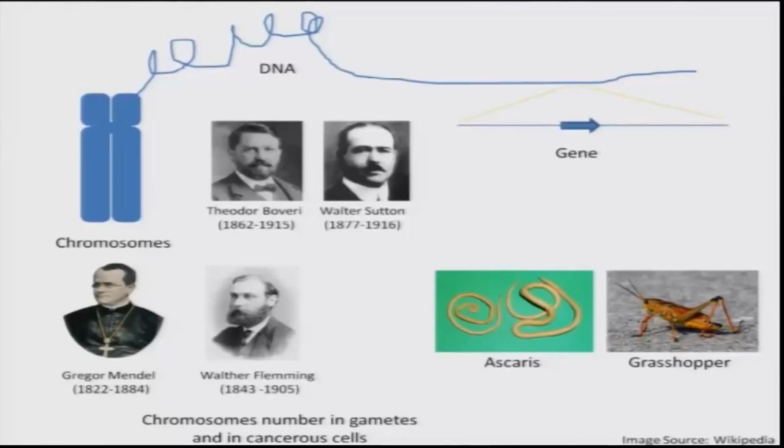Boveri used a worm called Ascaris and looked at the meiosis process, whereas Sutton looked into the grasshopper, obviously an insect, an American insect. In these species, the tissue that forms the gamete, the testis, is soft. One can dissect it, make a thin layer under a microscope, and then stain for the chromosome and look at it. That is how they really came up with these discoveries, right.